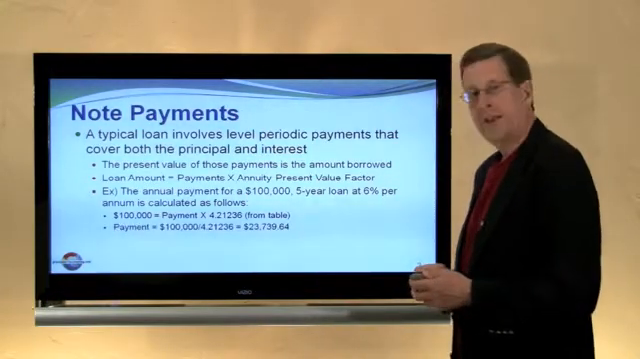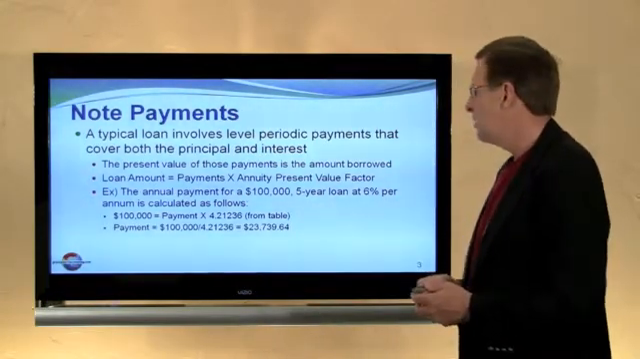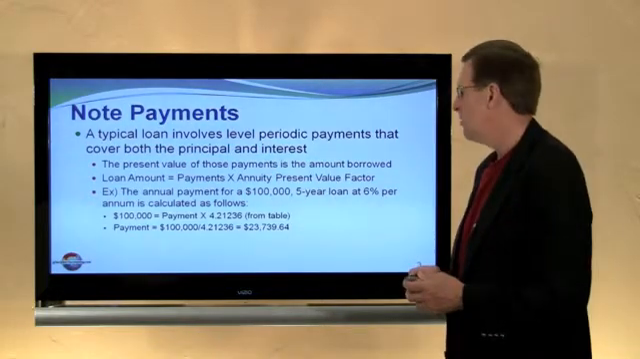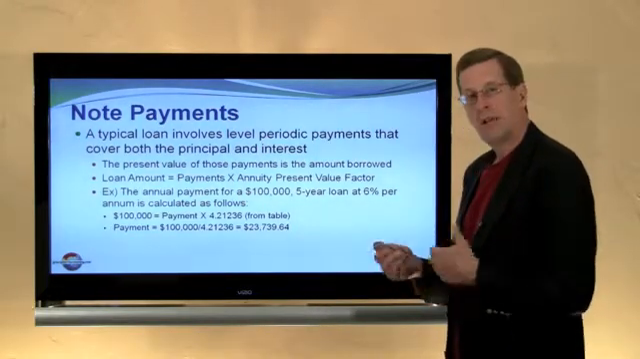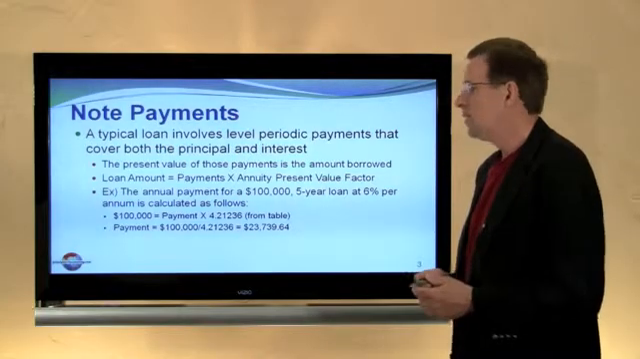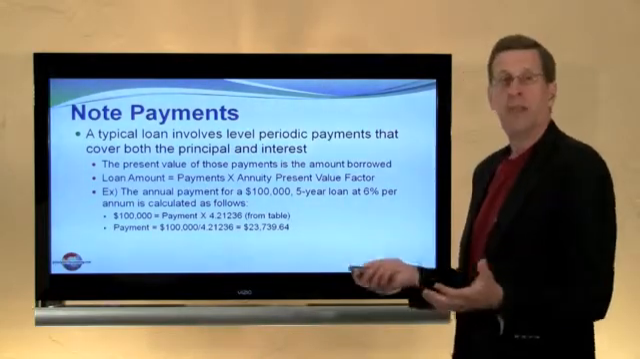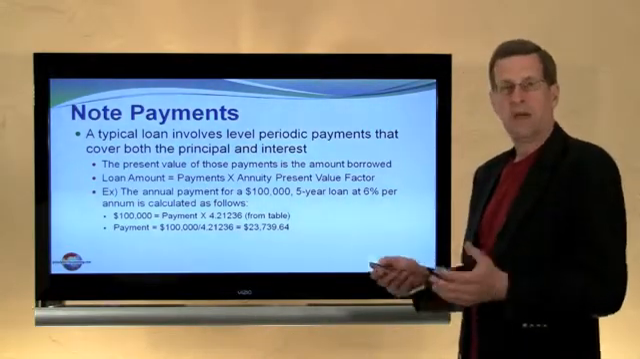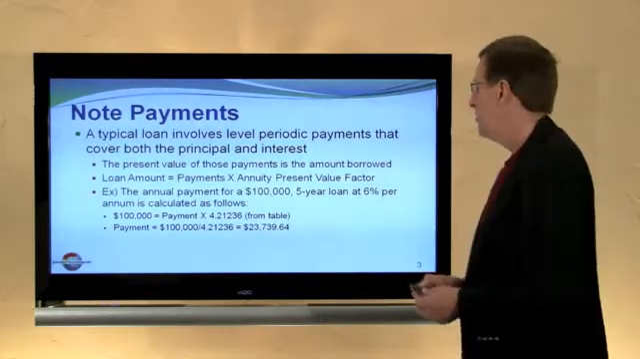And when we solve for the unknown payment, we'll find that the payment is $23,739. $23,739 times 4.212 equals the $100,000 amount. So very simply, we've calculated that mystical amount of how much the payment is on this loan.